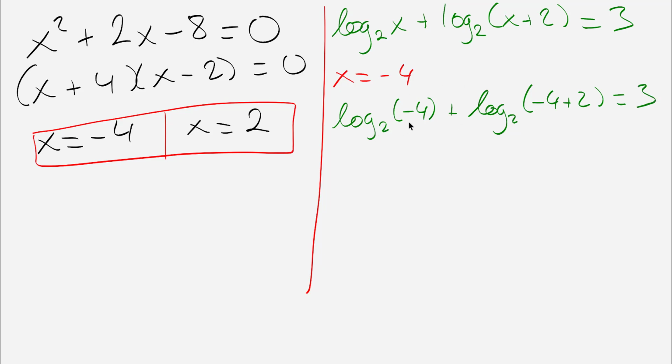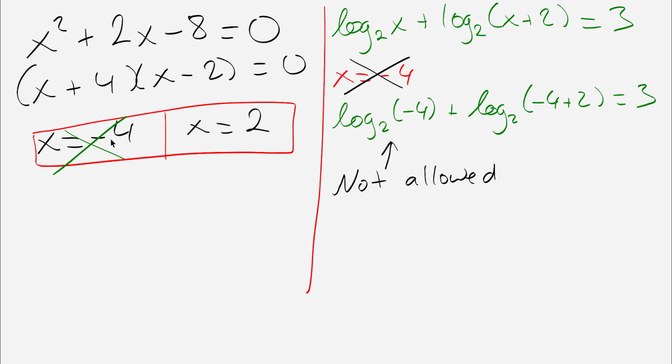So I can see here, I'm getting the log of a negative. You have to remember, you cannot get the log of a negative. That thing right there is not allowed, all right? It's just impossible to deal with, the log of a negative. So that means x equals minus 4 has to be disallowed. So this solution here has to be disallowed.